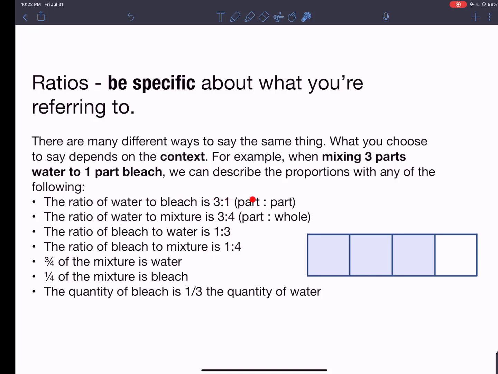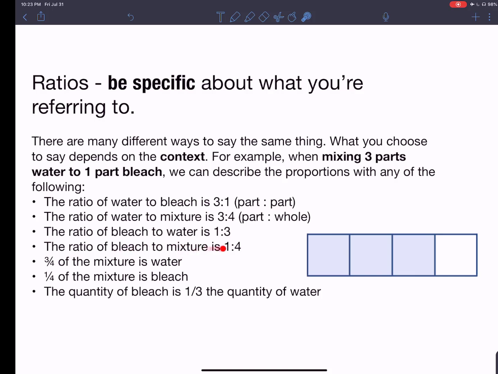You can take the first one and change the words. So instead of saying the ratio of water to bleach, you're going to say the ratio of bleach to water. Now, if you flip the words, what are you going to do? You're going to flip the numbers. So now the ratio of bleach to water is 1 to 3. There's 1 part bleach to 3 parts water. So it's very different. You have to be very careful. You can't take the same numbers and put them here. If you've flipped the words, you have to change the numbers.